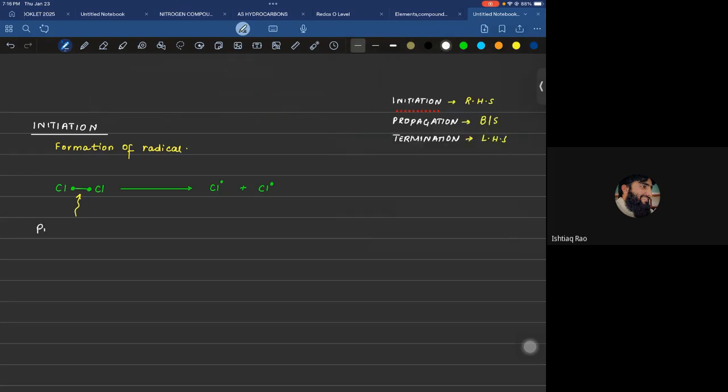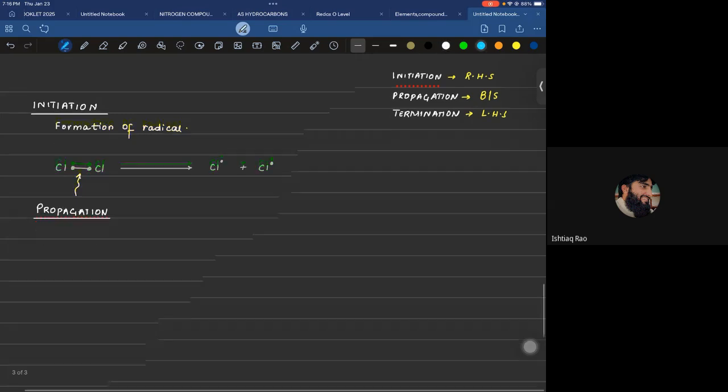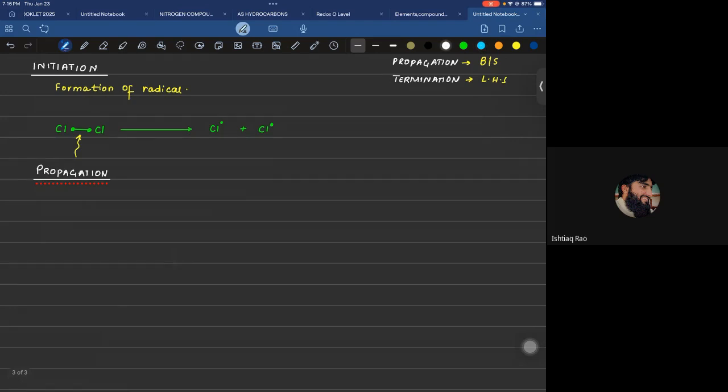Then the next step is called propagation. What would happen in propagation? In this step, the radical is going to attack the methane molecule. Now you can say this is your methane, just like that. This is your radical, right? So what would happen then?